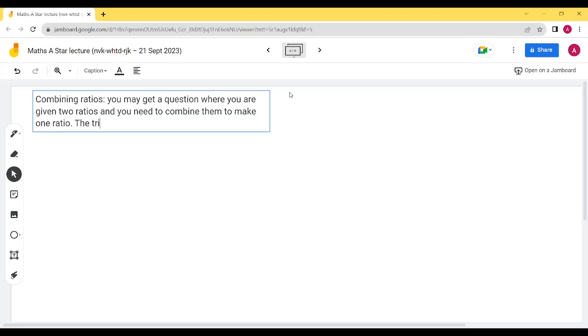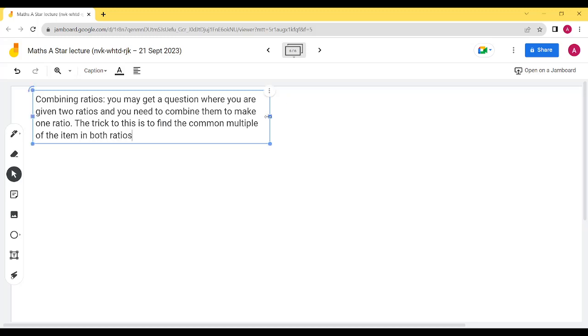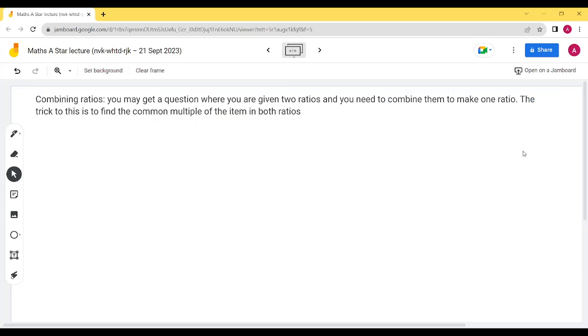The trick to this is to find the common multiple of the part of the item in both ratios. So show you what I mean with an example in a sec. I'm going to do this all on one page actually as well because it's quite a big example. And so we're given a question here. Again, this is from a past paper.